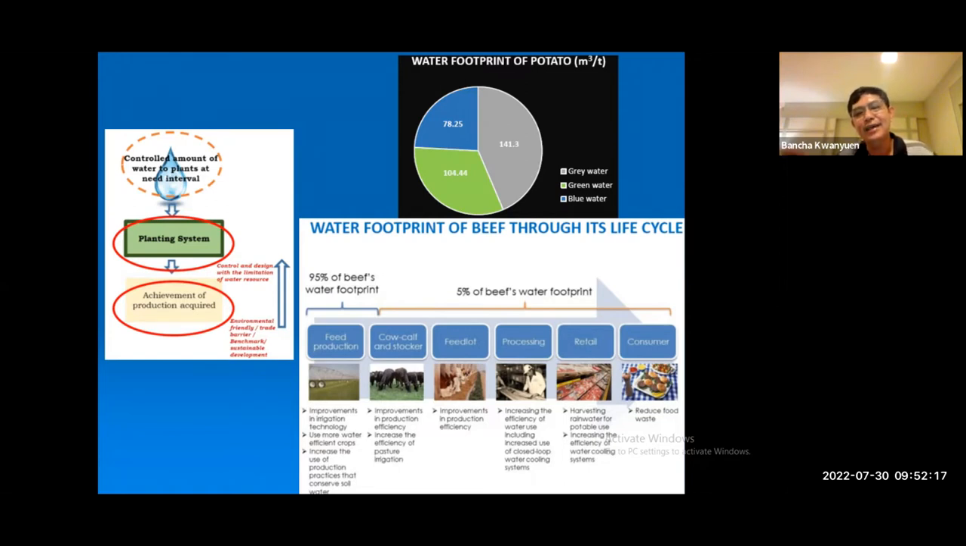So let's say only 5% of the beef is used on the feed itself, but the majority is for irrigation of the grass, or maybe you can use some cassava or some soybean to feed the cattle, but it's a lot of water for that, okay? It's 95% of water for that, okay? Only 5% for the other process, okay?